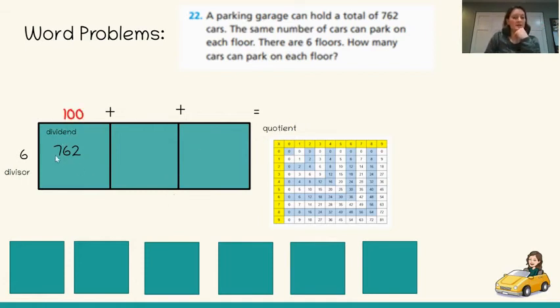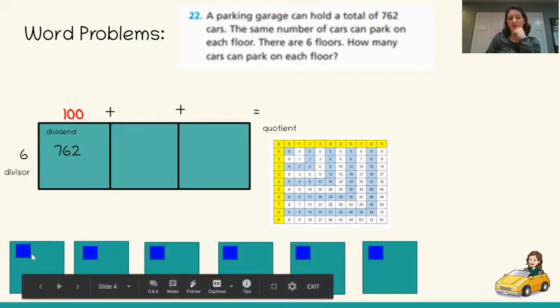We're starting in the hundreds place here. 7 divided by 6. Well, if I look at my 6 times table, I can't get exactly to 7, but 6 is pretty close to 7, and that is 1. 6 times 1 gets me close to 700. So 6 times 100. So I'm actually going to put 100.